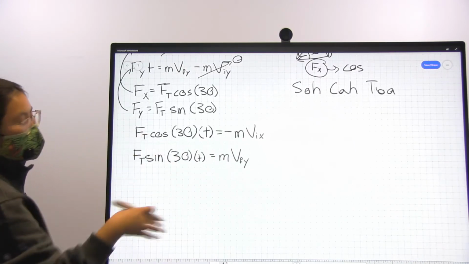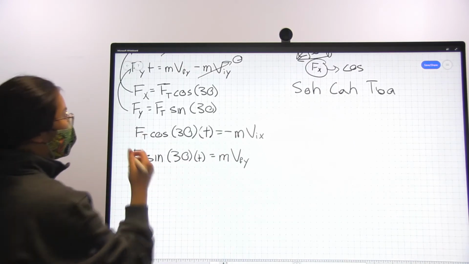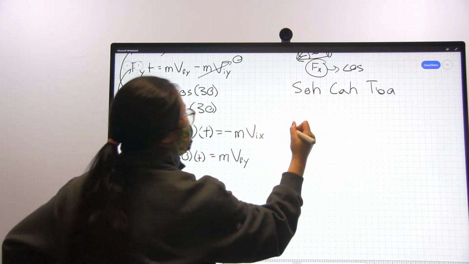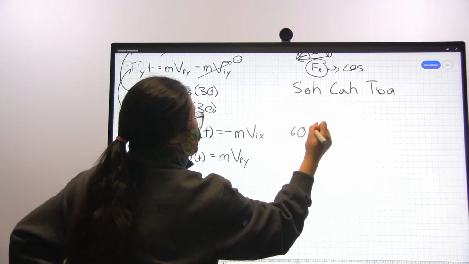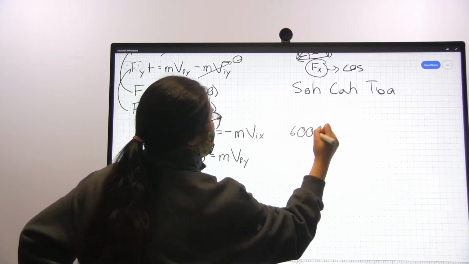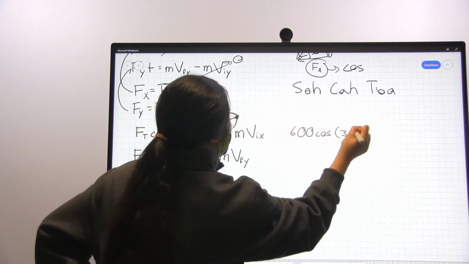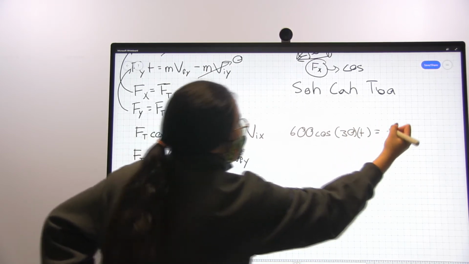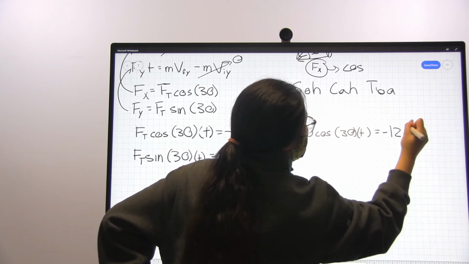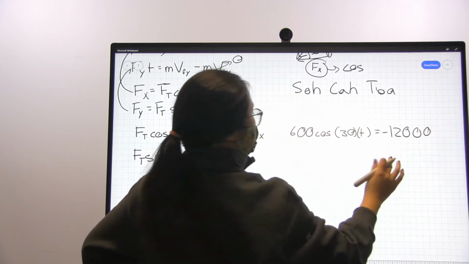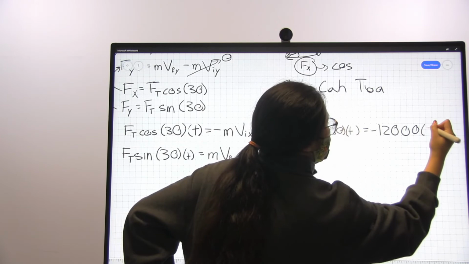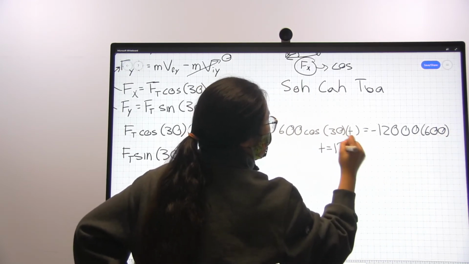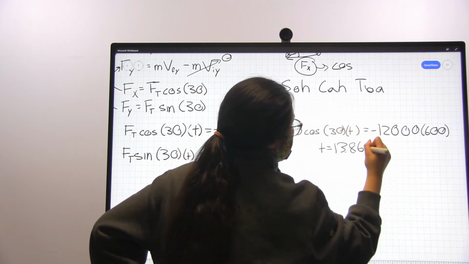Now we can just basically plug in all of our numbers and solve for this. So in the x direction, we have F_t, which is 600, times cosine 30 times the time is equal to negative 12,000 times our initial velocity, 600, and we find that time is equal to 13.86 seconds.